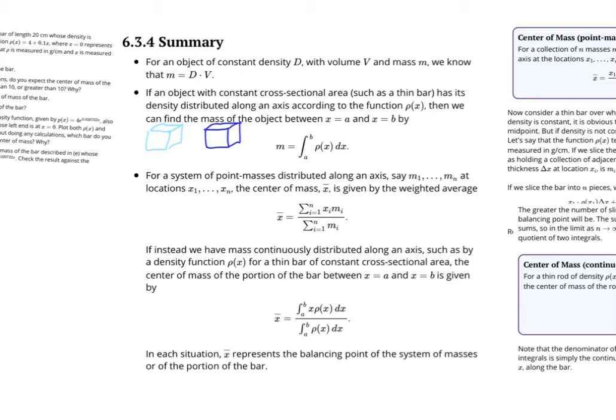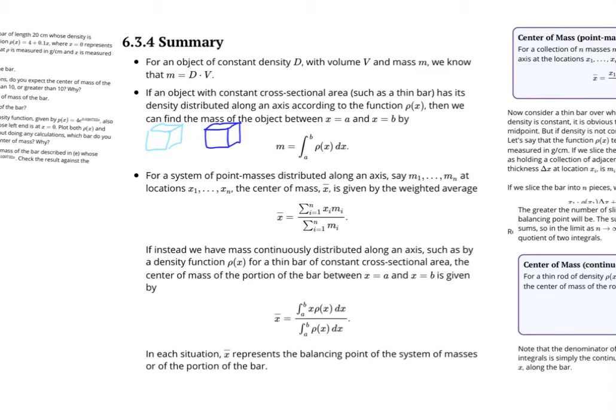Earlier in the section, we also talked about if you have a constant cross-sectional area for your object, such as a thin bar, and the density is distributed according to some density function rho of x. We can find the mass of the object by just doing integral from a to b of rho of x dx. For point masses, the center of mass is given by this formula, these sums, no integrals here. That's for point masses.